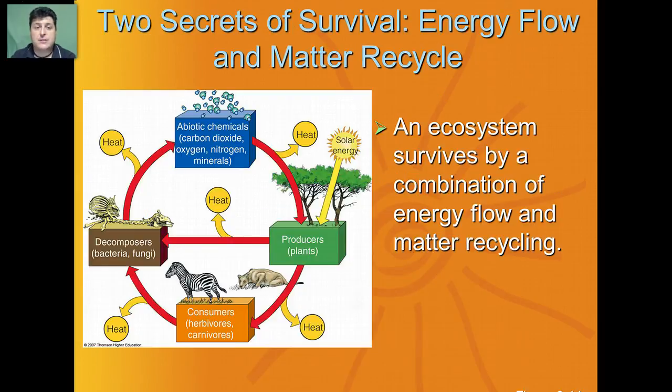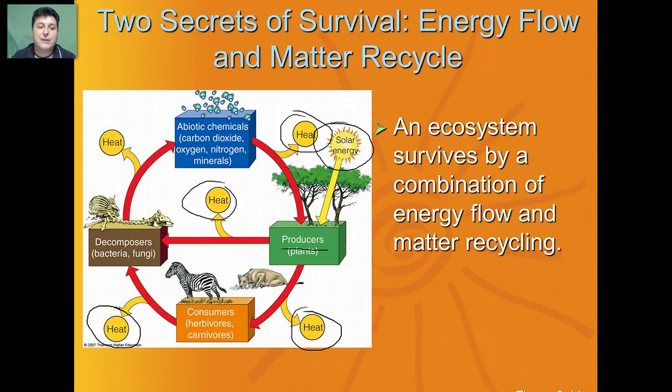Now, all ecosystems survive on a combination of two things: energy flow and matter cycling. Our ecosystem always receives a new batch of high-quality solar energy. That energy is captured by our producers and then is transferred to consumers and decomposers. With each energy conversion, we are losing some of that energy in the form of heat, which then radiates back into the atmosphere and perhaps back out into space.